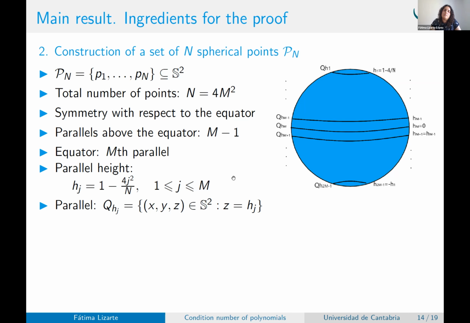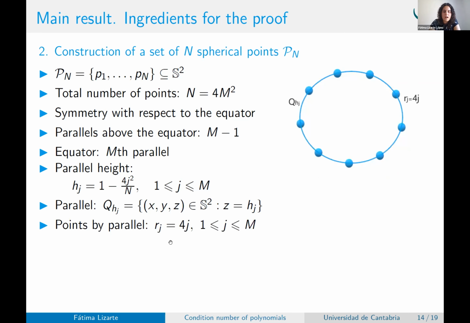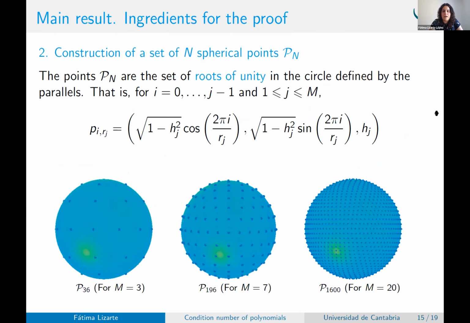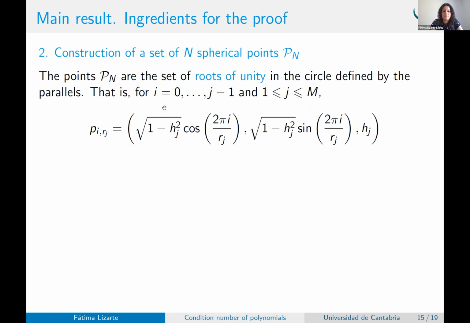Now we place points on each parallel. How many points? Rj is the number of points per parallel. So the parallel of the height Hj contains Rj equal 4j points, which are a set of Rj roots of the unit defined by the parallel. More precisely, they are given by this explicit expression.